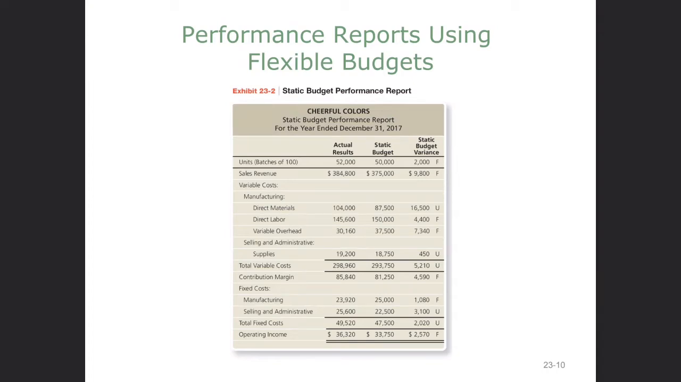What does the U and F stand for on the side of the numbers? The U is unfavorable and the F is favorable. Oh, thank you. Yep, no problem.